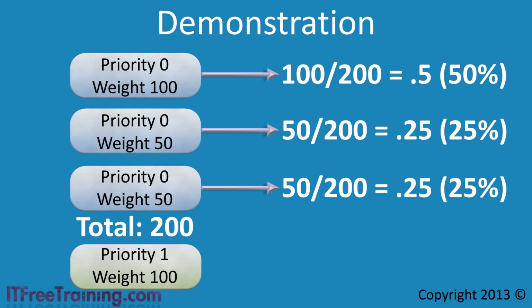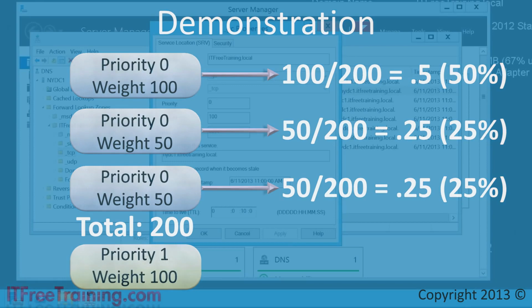The fourth service record will not be used because the value of the priority for the fourth record is higher than the other 3. You can see how the priority and weight values are used together to determine which service records are used by the client.